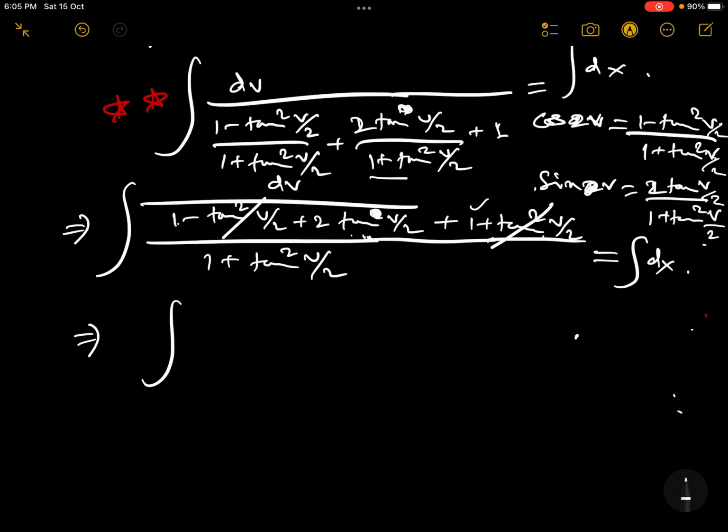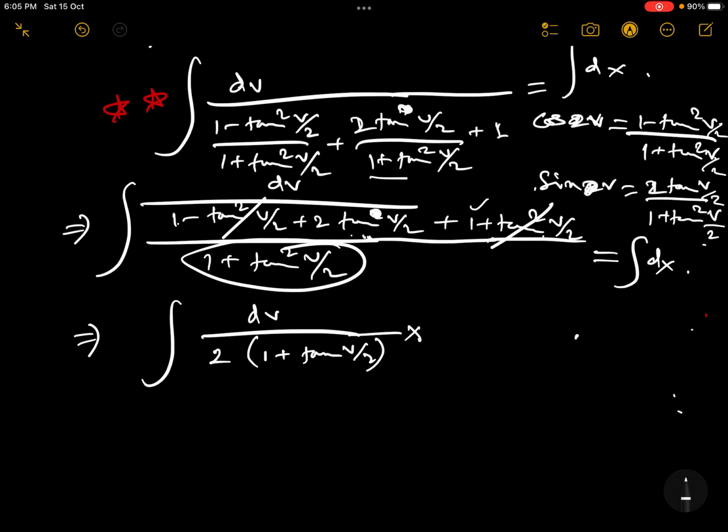Okay, we'll continue, dv upon. Of course, we can take out 2 common here, but 1 plus this should be tan v by 2 only, not tan square v by 2. Let us bring up this one. This will be like sec square v by 2, right? Because 1 plus tan square theta is sec square theta, plus tan formula. And let's just say x plus c.